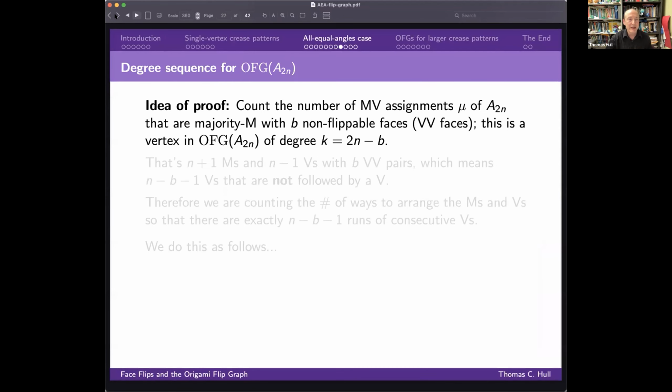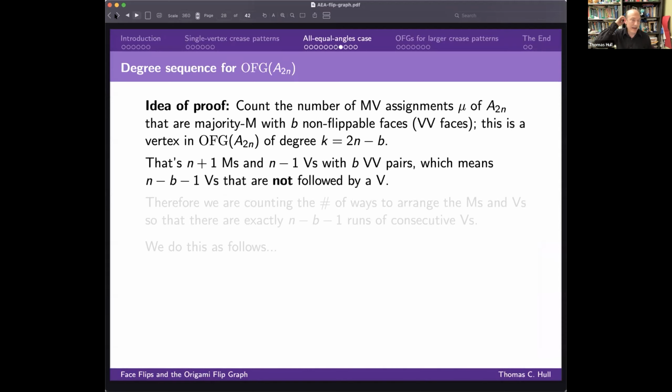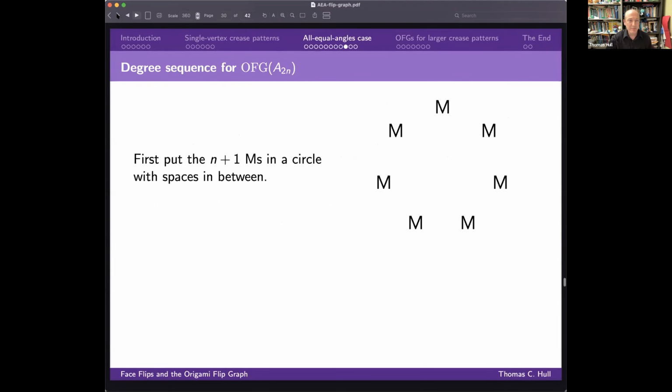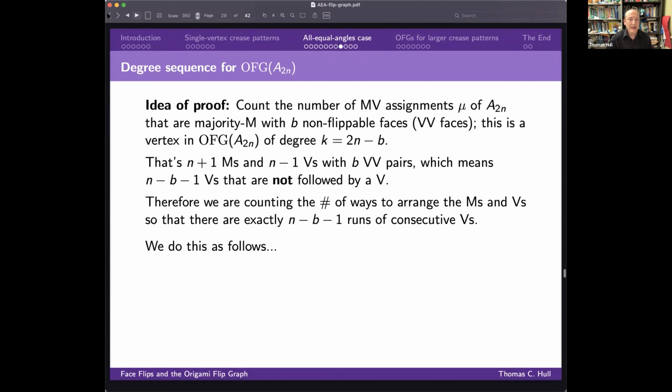It doesn't use probability. It just uses the fact that if we want to count the number of mountain valley assignments of a certain degree, well, actually, because I want to do some other things, I'm just going to show you the pictures here. What we can do is, if we know there's going to be n plus 1 mountains, and suppose it's majority mountain, then what we want to do is keep track of how many valley-valley pairs we're going to have, okay?